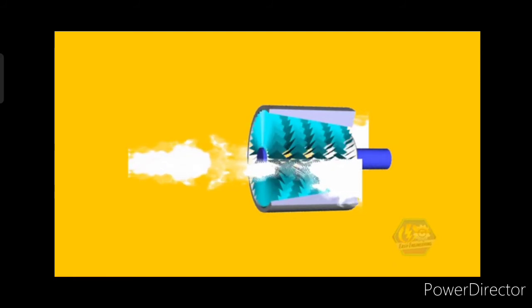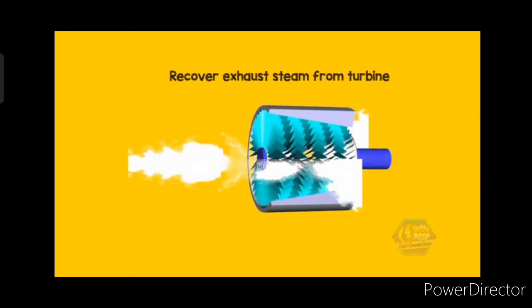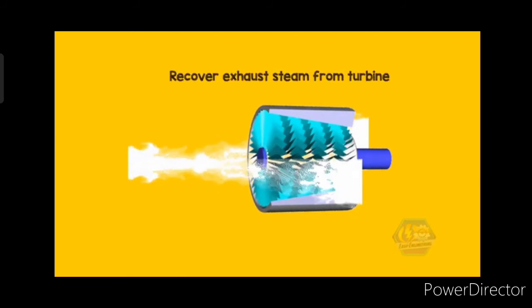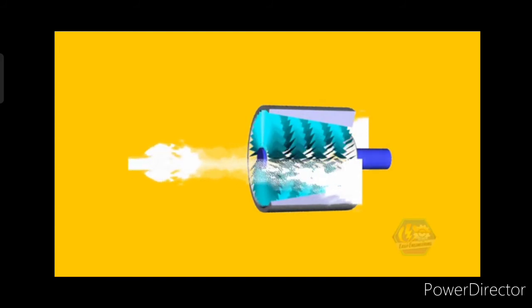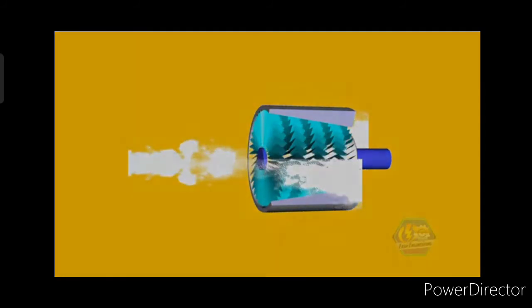Steam is now exhausted, and so we need to take it back again to the boiler, but there is no pump that can pump steam, so we need to convert it first into water through condensation. So this is where our next process comes in.